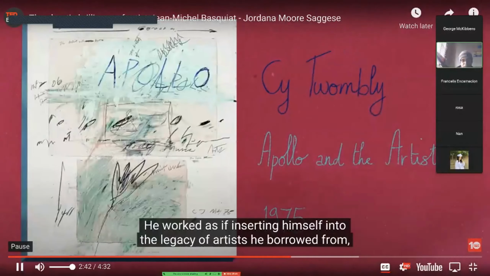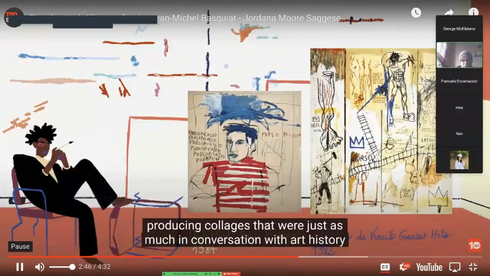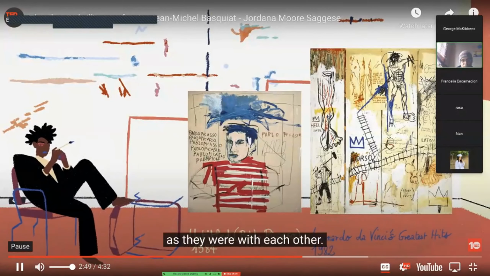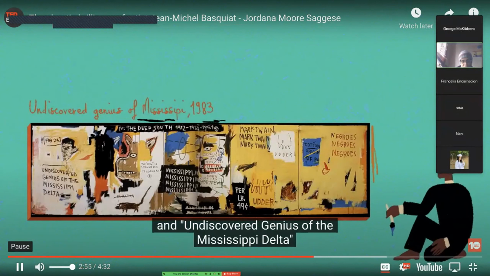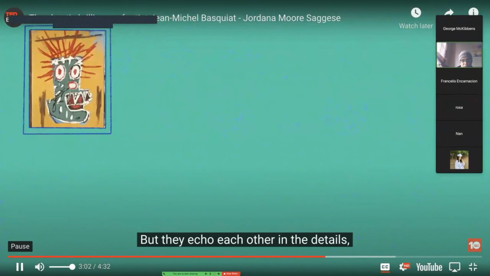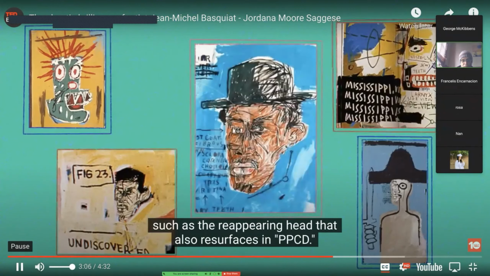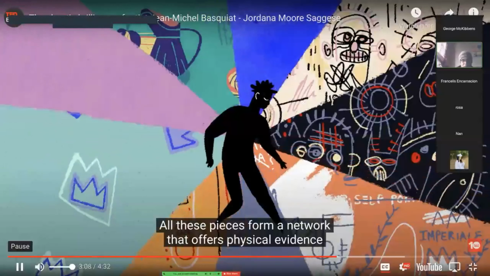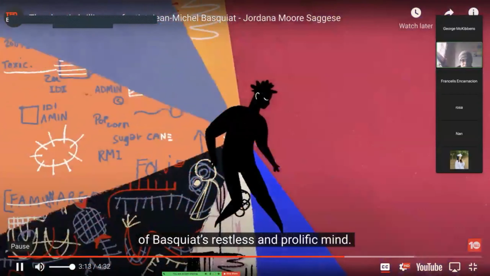He worked as if inserting himself into the legacy of artists he borrowed from, producing collages that were just as much in conversation with art history as they were with each other. For instance, Toussaint Louverture versus Savonarola and Undiscovered Genius of the Mississippi Delta offer two distinct visions of Basquiat's historical and contemporary concerns, but they echo each other in the details, such as the reappearing head that also resurfaces in PPCD. All these pieces form a network that offers physical evidence of Basquiat's restless and prolific mind.